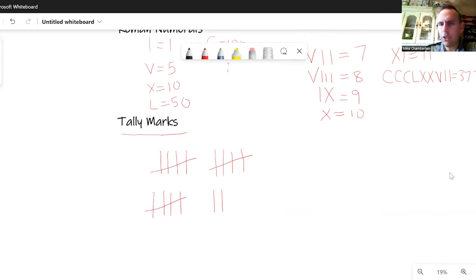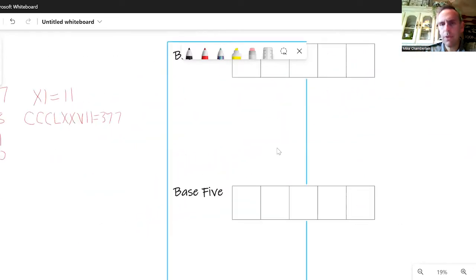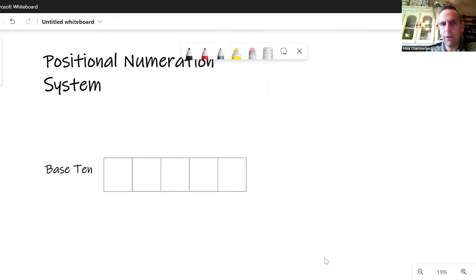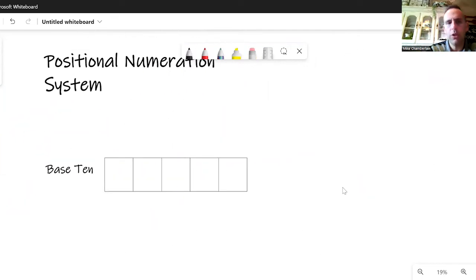So that's a pretty good system, and it works just like the Roman numeral system, but it's also inefficient if you have lots and lots of tally marks. We currently do not use that kind of system. We use what's called a positional numeration system, and what that means is we have a set of digits, but where the digit is located or what its position is determines its actual value.